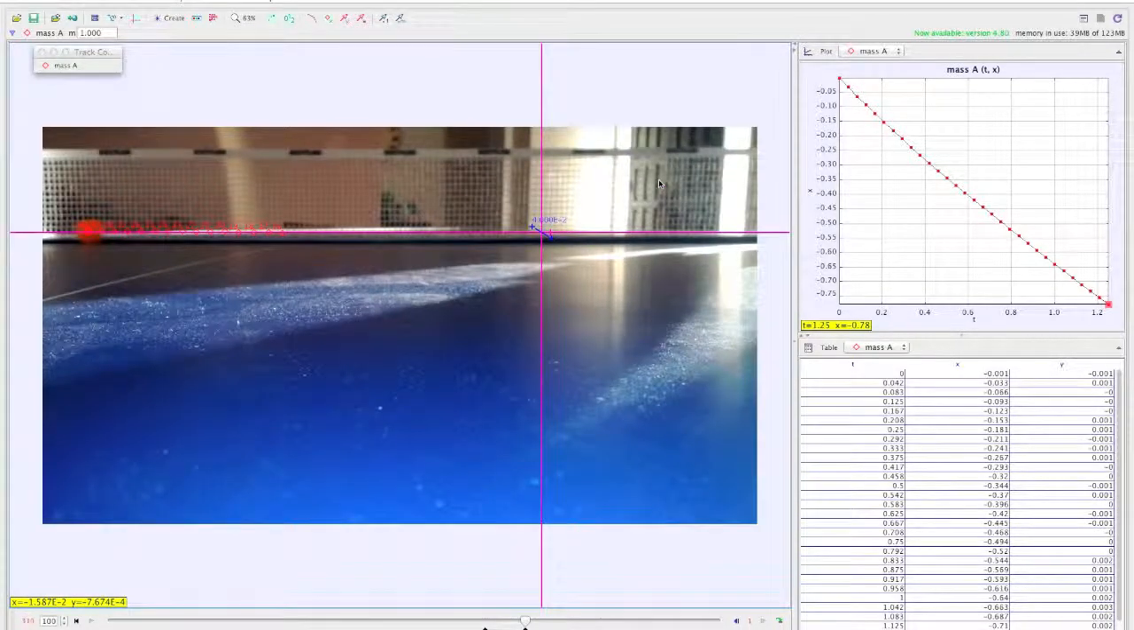The center of the axis is at the center of the system in the first frame, or time 0, and the ball moves in the negative direction along the x-axis.